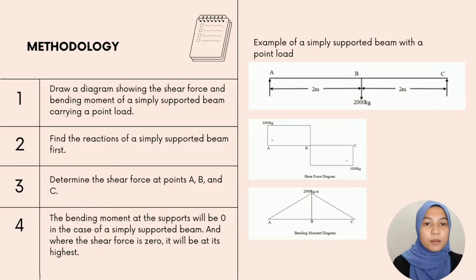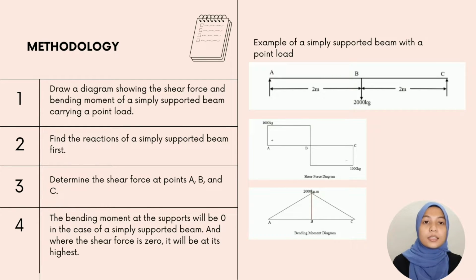The second step is to find the reactions of the simply supported beam, and both reactions will be the same because the beam is symmetrical. R1 and R2 equal W over 2, which equals 1000 kg.